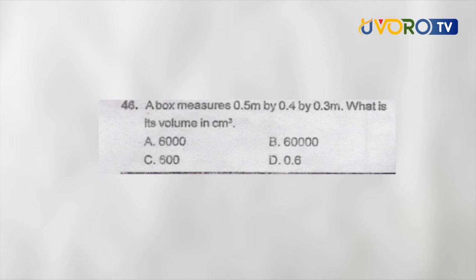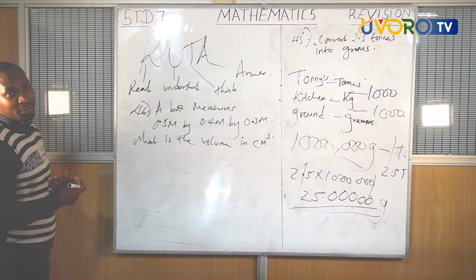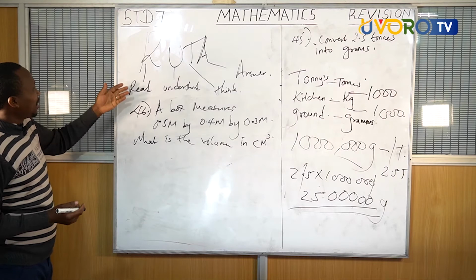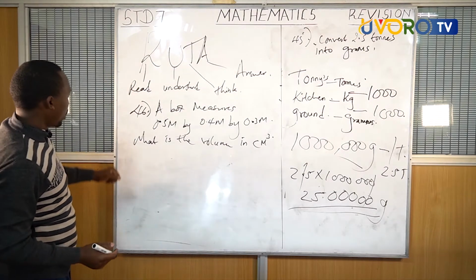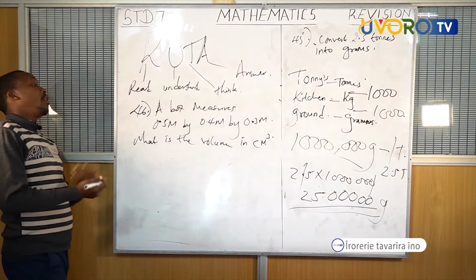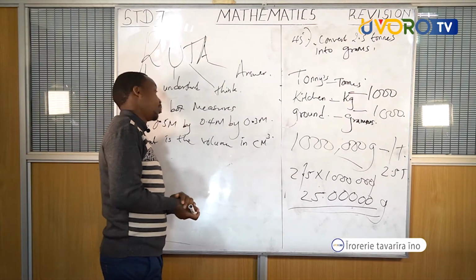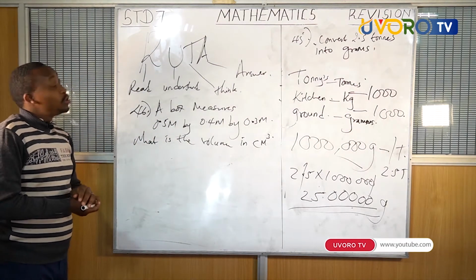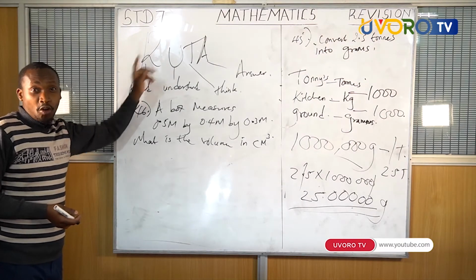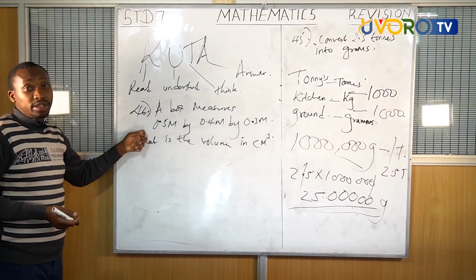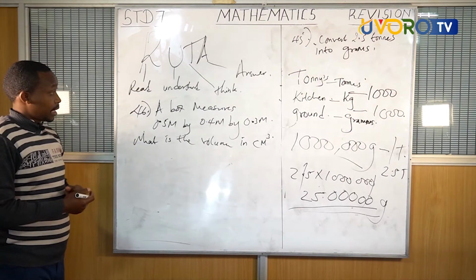Now, class 7, look at this. This is the router. It is not for decoration. We are not preparing for Christmas. You see, this is R for reading. A box measuring 0.5 meters by 0.4 meters by 0.3 meters. What is the volume in centimeters cubed? U for understanding. Not understanding where you came from. It is understanding where the sum came from or what you are supposed to do.